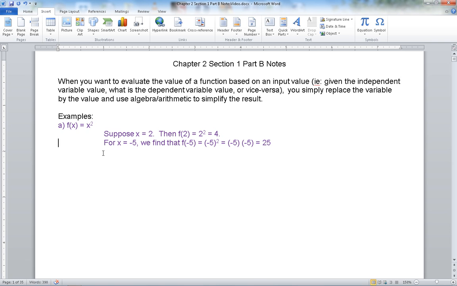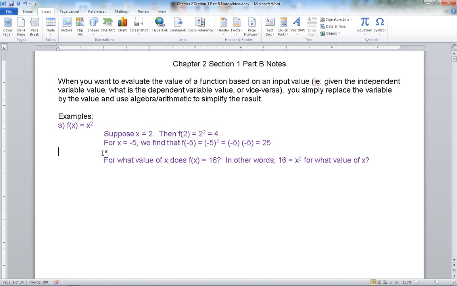If we said, what about x equal to negative 5, then we say that f evaluated at negative 5 equals negative 5 squared, which again is negative 5 times negative 5, and that results in positive 25 for the result.